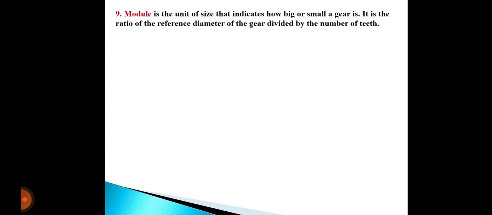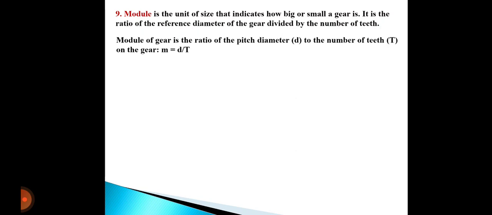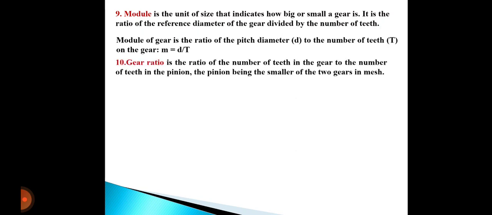Now, the module, that is a very important terminology. Module is the unit of size that indicates how big or small a gear is. It is the ratio of the reference diameter of the gear divided by the number of teeth. So, module of a gear is the ratio of pitch diameter d to the number of teeth T. So, m is nothing but d by T.